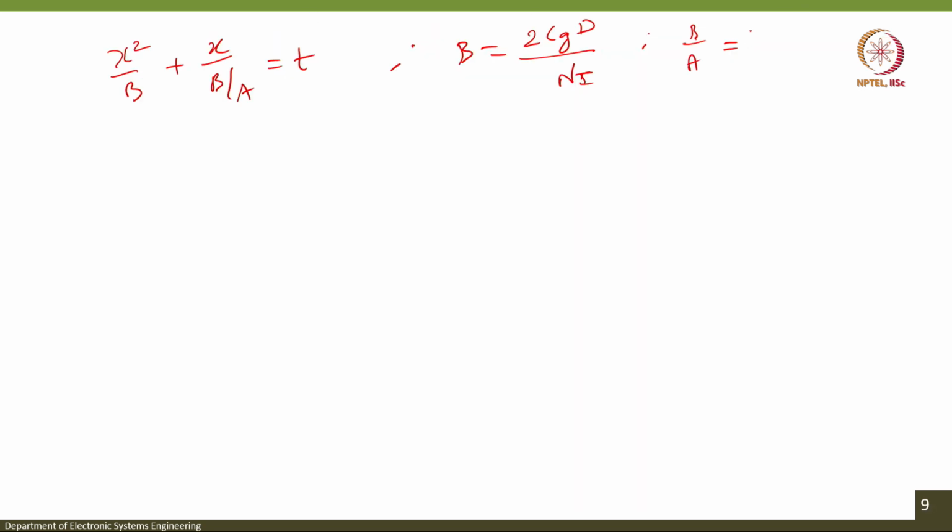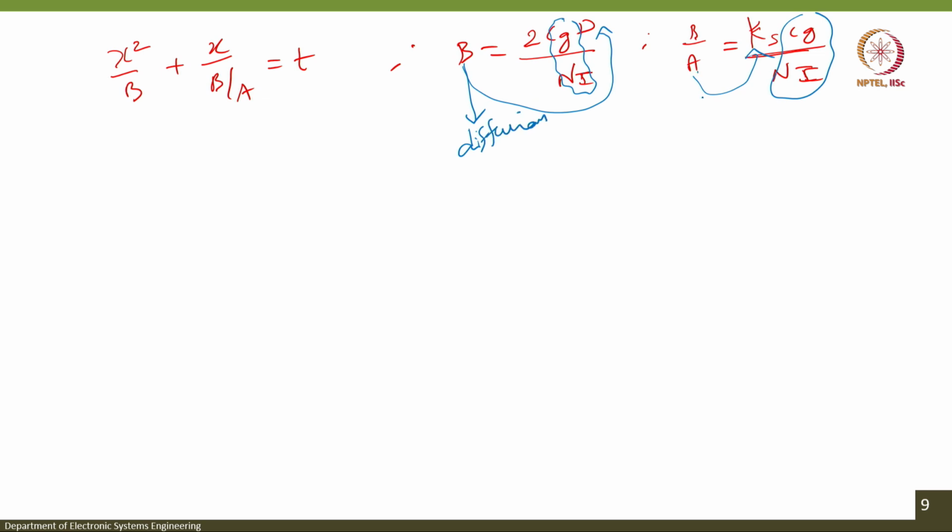So if I take a new slide, what I wrote is x square by b plus x by b by a, that is equal to T, where b is 2 Cg d by Ni, and b by a is Ks Cg by Ni. Okay. Now if you look at these two, b and b by a, Cg by Ni, if you ignore, is there in both the equations. b depends on the diffusion, b by a depends on the Ks. That means b is connected to the diffusion, b by a is connected to the reaction rate. Somehow this b by a signifies the reaction.